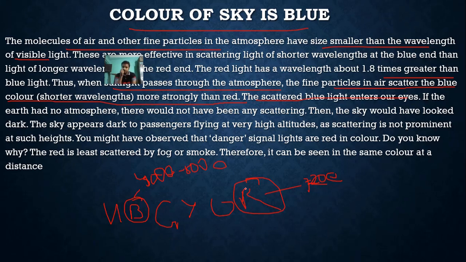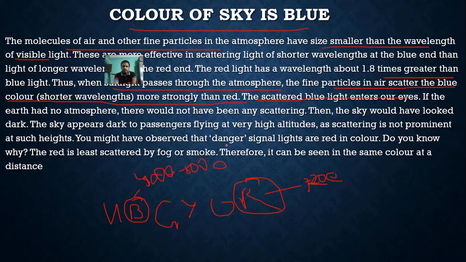But as the blue's wavelength is very much less as compared to red, the color of the sky is blue. Without scattering, the sky would have looked dark. The sky appears dark to passengers flying at very high altitudes, as scattering is not prominent at such heights.